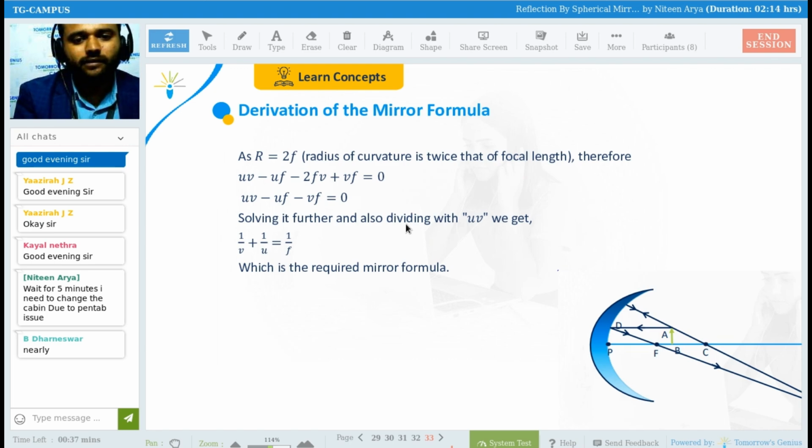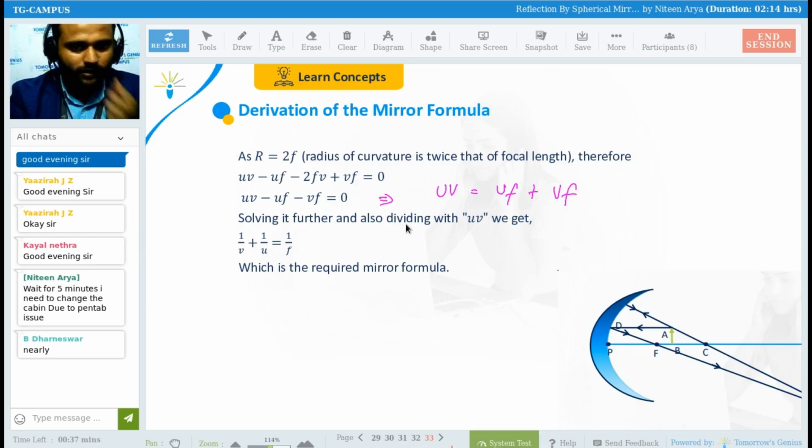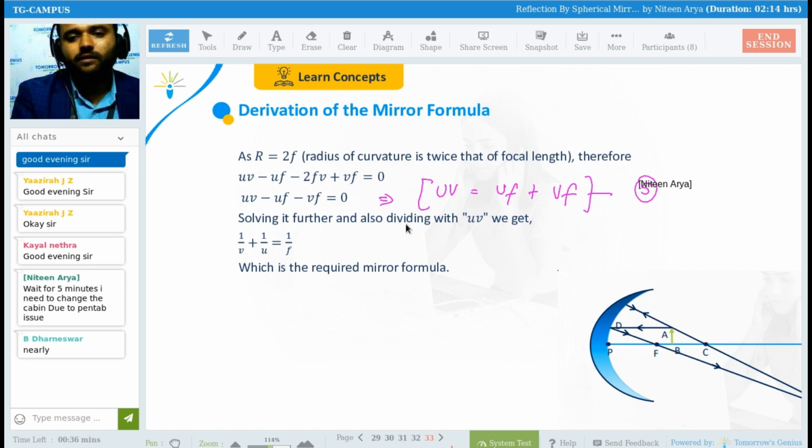So solving it further, we divide with the equation UV. If you are going to divide this whole equation, UV equals UF plus VF, we divide the whole equation with UVF. Okay, this is one term, not completely UVF.